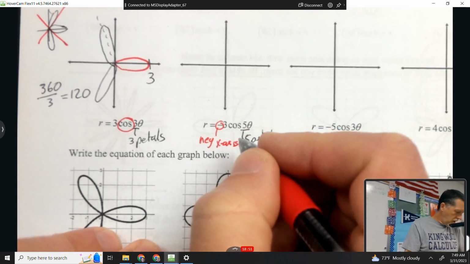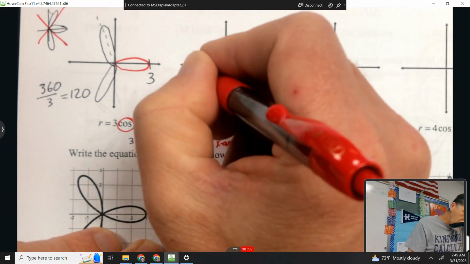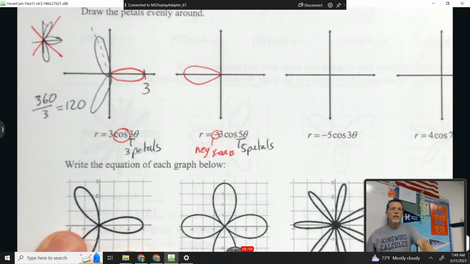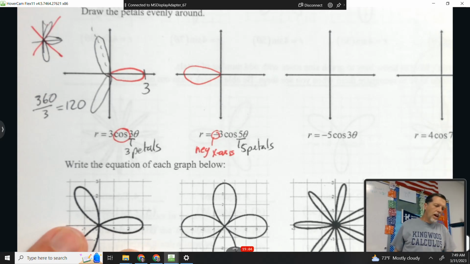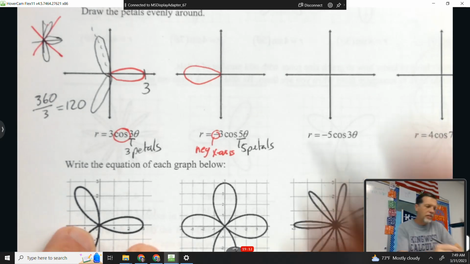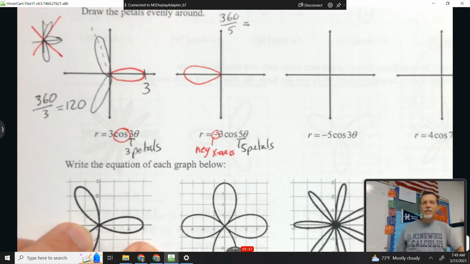So I'll put my first petal over there. And now I have to equally space 5 petals. Some people have an intuition for how to draw 5 equally spaced petals. Their brain works more artistically than mine does. Some of us have to just divide by 5 and figure out how far apart they are.